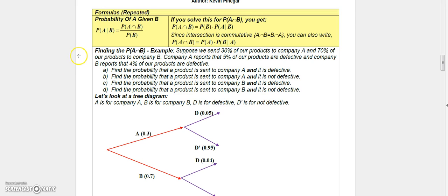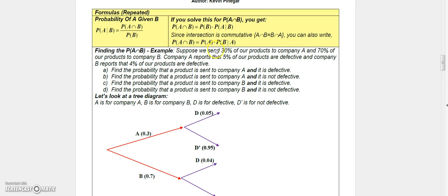Let's return to these formulas that I gave you earlier, that the probability of A intersect B is the probability of A times the probability of B given A. Also, it can be written the other way around, probability of B times probability of A given B. So let's take a look at how we might use that. I find the examples in this section easier to follow if we draw tree diagrams.